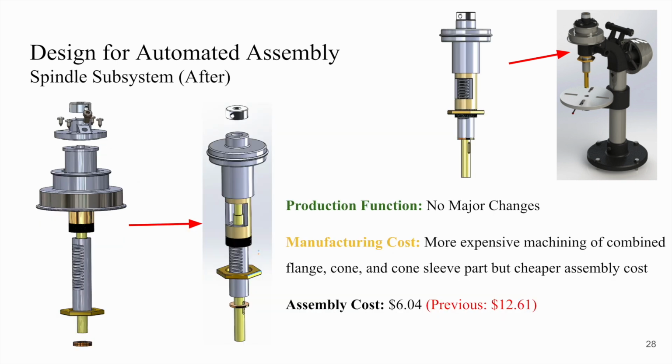All these modifications reduced the cost from $12.61 to $6.04. There's no impact on product functionality, but we expect an impact for more expensive machining of the new combined spindle cone sleeve part, but that is offset by the cheaper assembly cost.